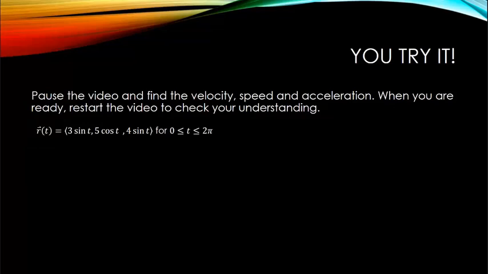Pause the video and find the velocity, speed, and acceleration of the given position vector. When you're ready, restart the video to check your understanding. Your position vector is given by little r of t is equal to the components 3 sine t, 5 cosine t, and 4 sine t for the closed interval from 0 to 2 pi.